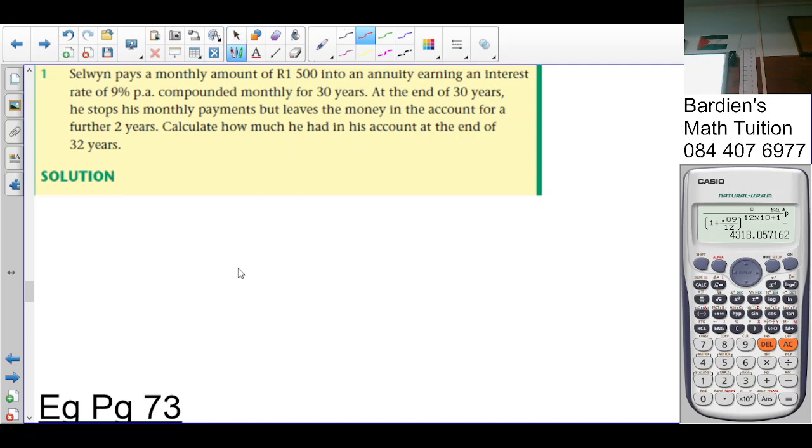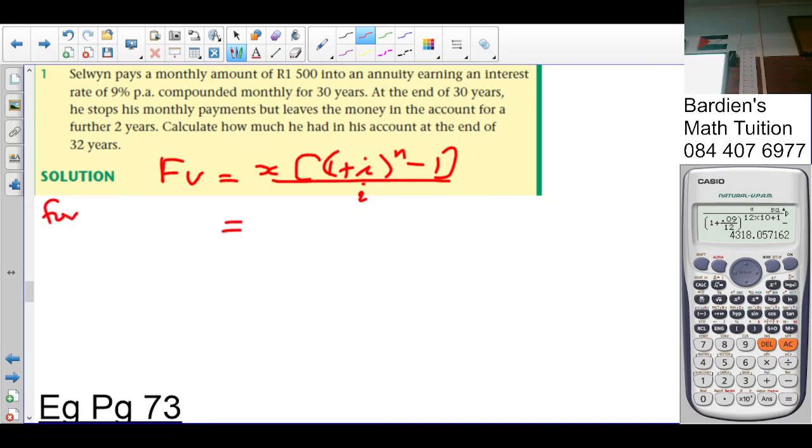So we'll start off by doing the future value calculation first. The future value calculation is going to give you X into 1 plus i to the exponent n minus 1 over i. Right, so we'll use the future value. This is for 30 years. So what will it be? X, 1,500 rand, into 1 plus i, 0.09 over 12, the exponent 12 times 30, 30 years, minus 1.